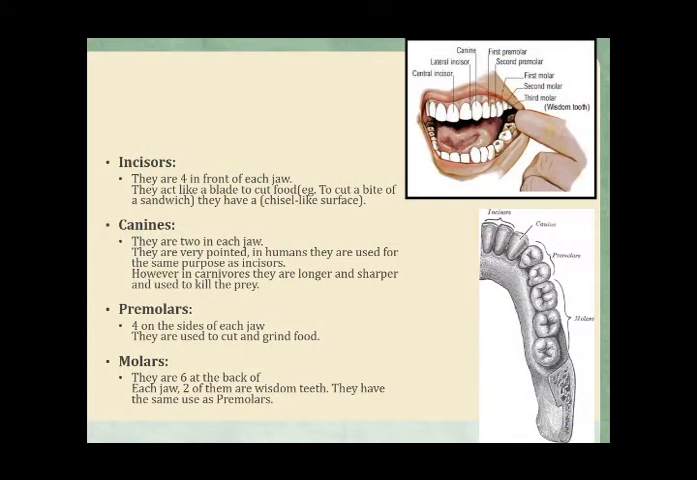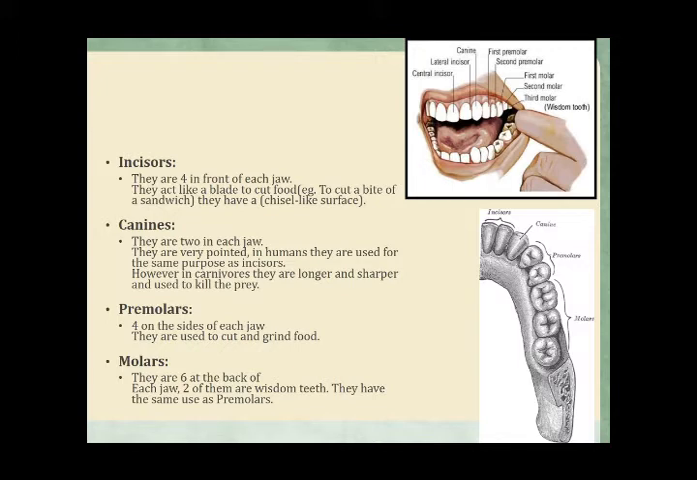Incisors, there are 4 in the front of each jaw. They act like a blade to cut the food, so they have a chisel-like surface. Canines, you have 2 in each jaw, very pointed. Animals such as tigers, dogs and cats use them to kill prey, but for us they are kind of short. So we just use them to tear down meat or something that is stiff.